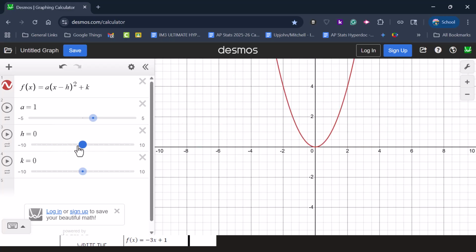But a is the most important part, the number right before the parentheses. Because if it's a larger number, our parabola gets narrower. If it's a smaller number, it gets wider. So bigger numbers, narrow, or a vertical stretch. Smaller numbers, compression, vertical compression. And then if it's negative, it reflects over the x-axis or flips upside down. That's where it comes down to it.